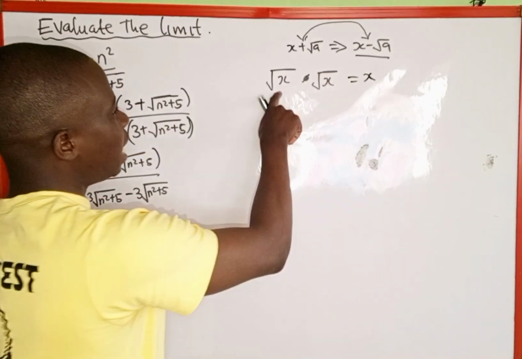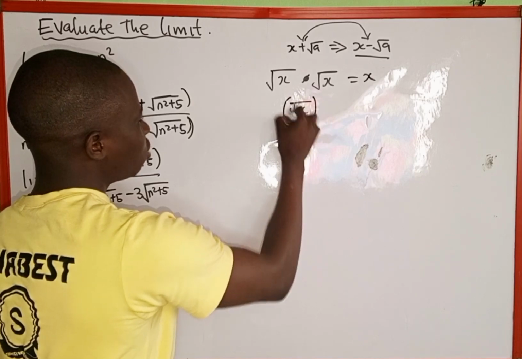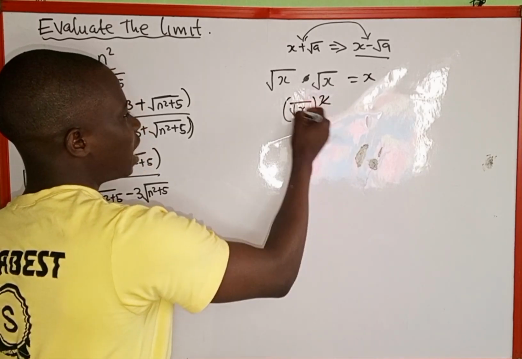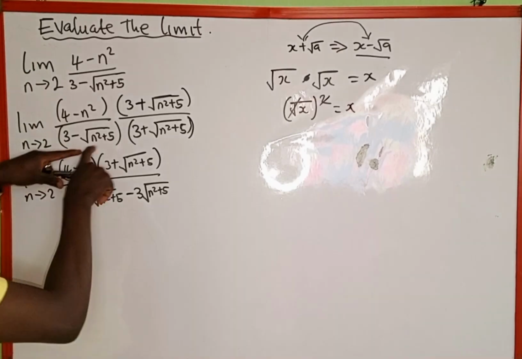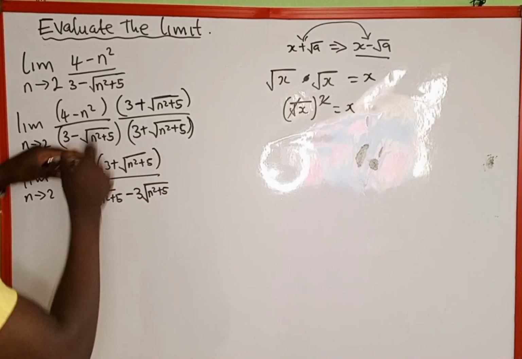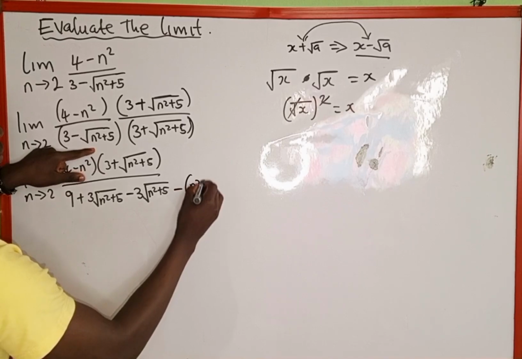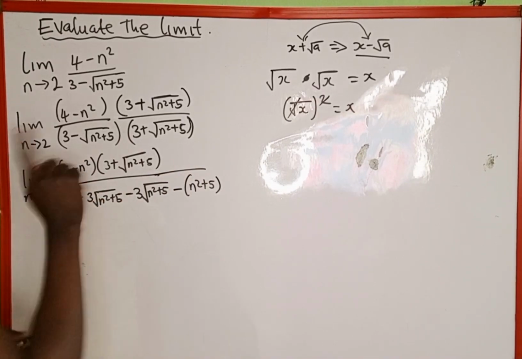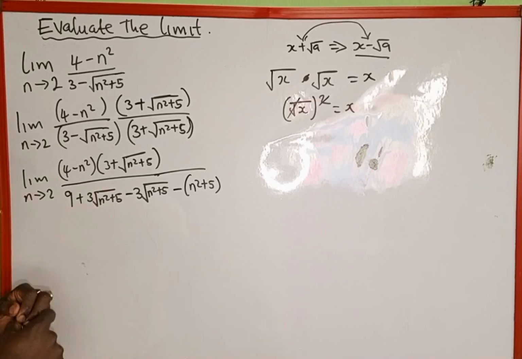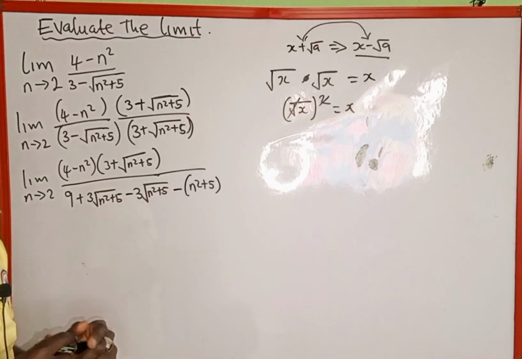What do we notice here? Root of x multiplied by root of x, this is the same as root of x raised to the power of 2. Note that the square is going to cancel the root, we are left with x. So therefore, root of this multiplied by root of this, the square root is going to cancel. We are going to be left with negative into the bracket of n squared plus 5. Here, mind you, you are going to put a bracket, because if you do not put a bracket, you are going to mess up the whole thing. The negative will only affect n squared, it will not affect positive 5.